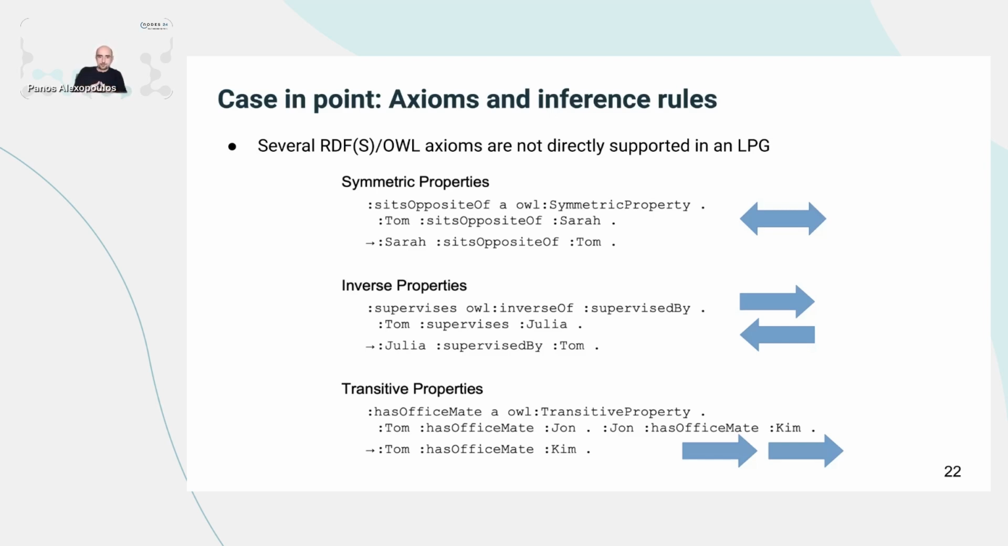The thing is that if we're not careful, if we're not aware of this, we might lose them from a model, right? We would lose some semantics there. We would lose practically these facts because we cannot really map them to an LPG.